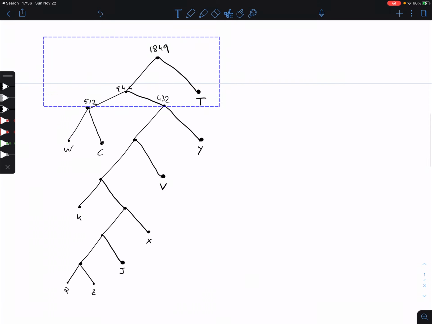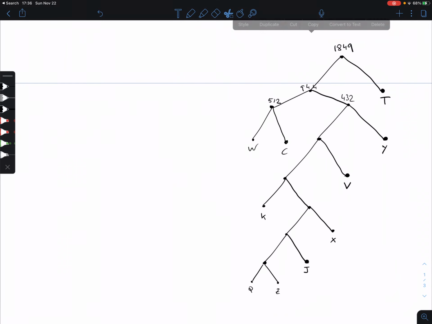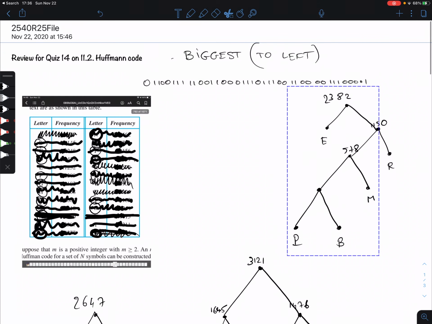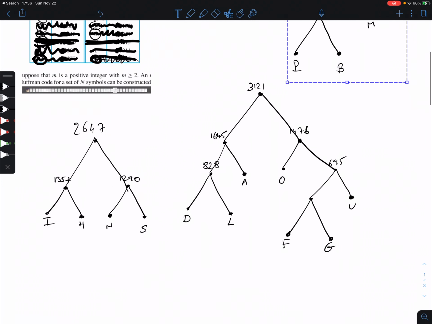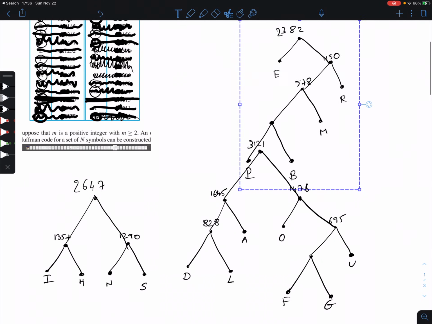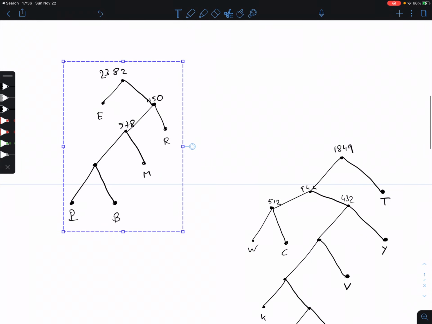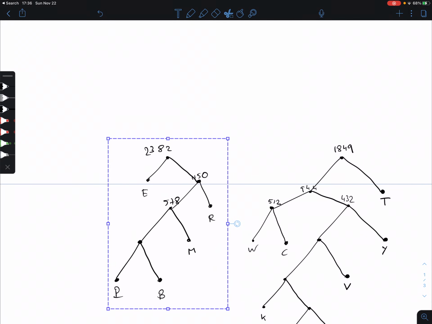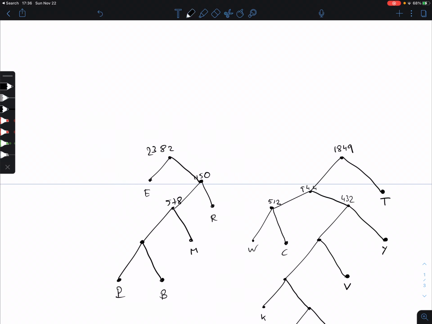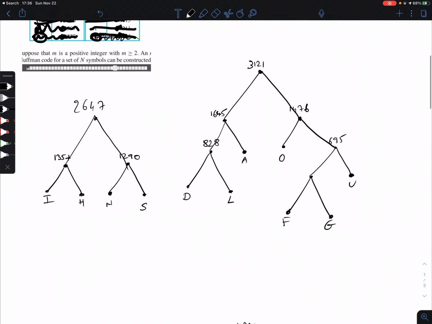Why does it keep flipping? Okay, so you go here, and then this one, right? Yeah, this one. Can I put it a little bit closer, right? So we have 2382 plus 1849, that is 4231.